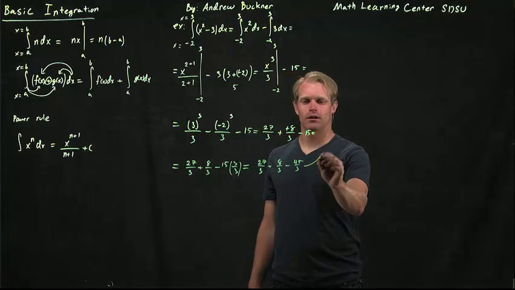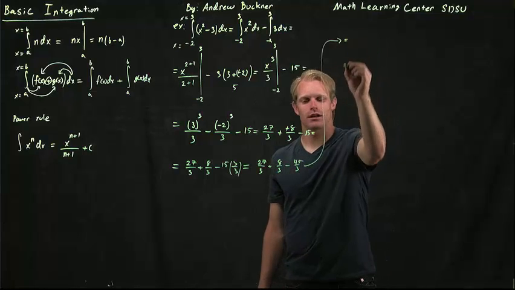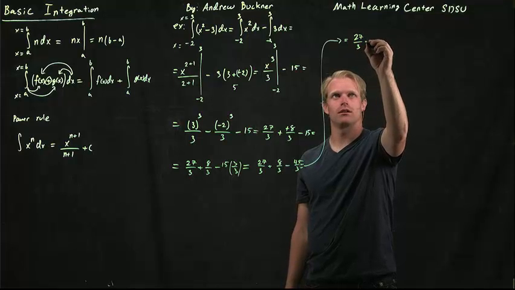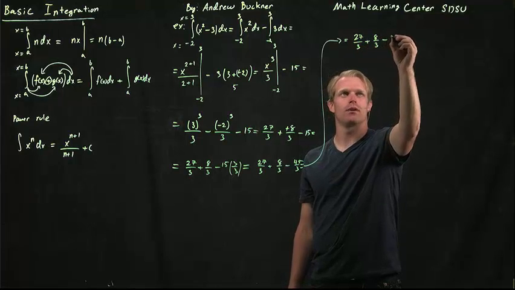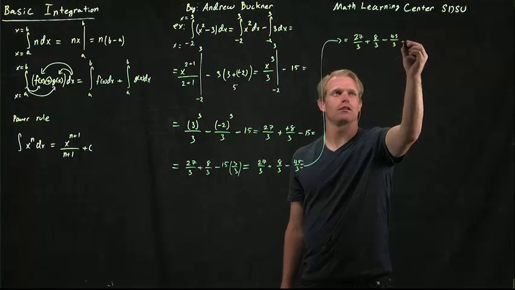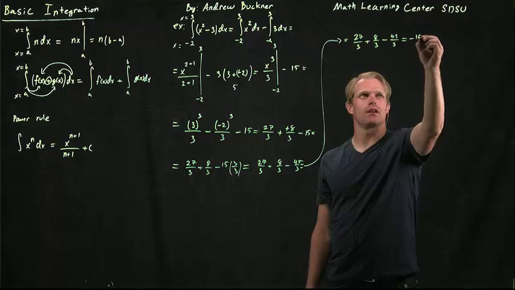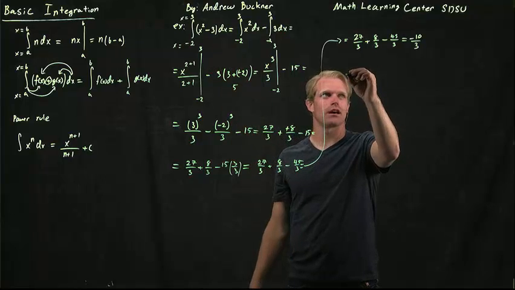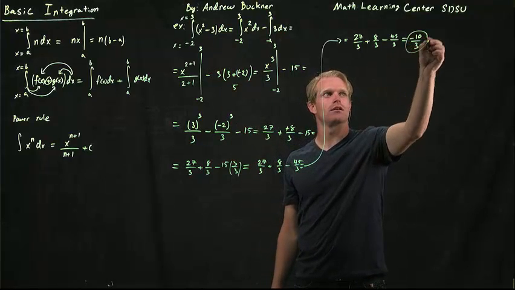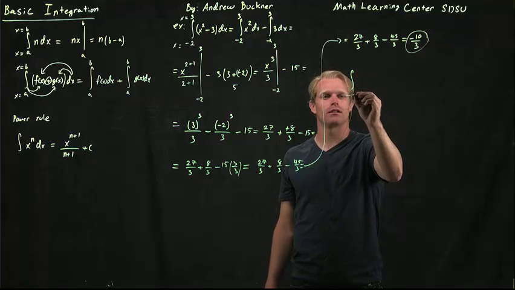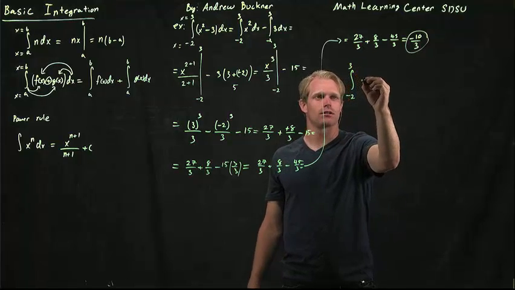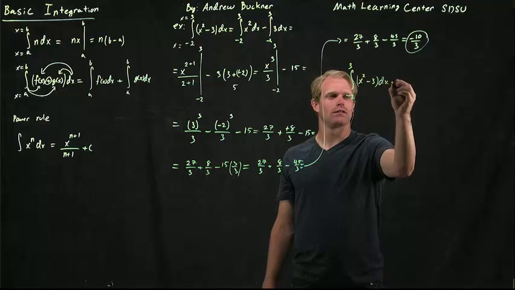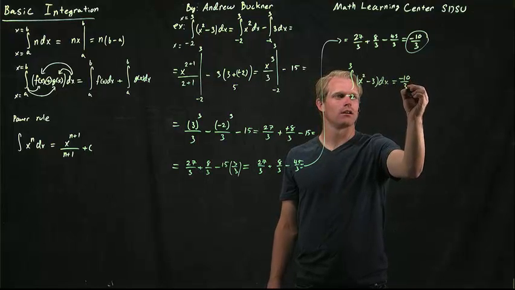And then from here, we now have 27 over 3 plus 8 thirds minus 45 thirds, which equals minus 10 thirds. So overall, we started with this, and I'm just going to circle that: the definite integral from minus 2 to 3 of x squared minus 3, times the quantity dx, equals minus 10 thirds.